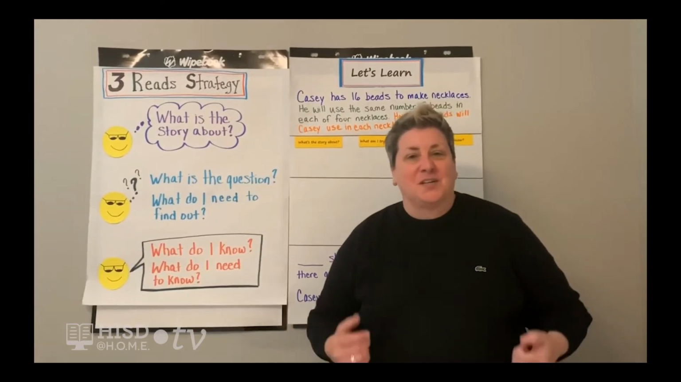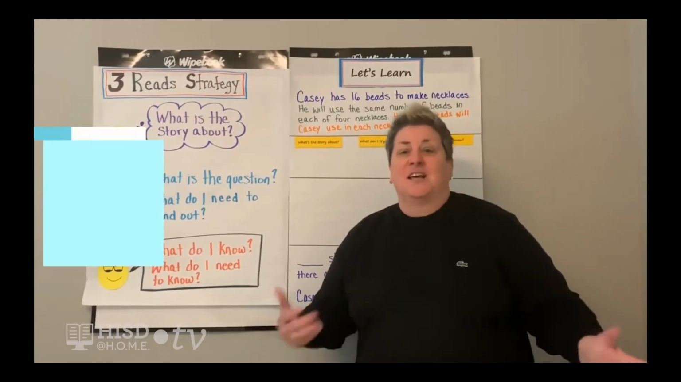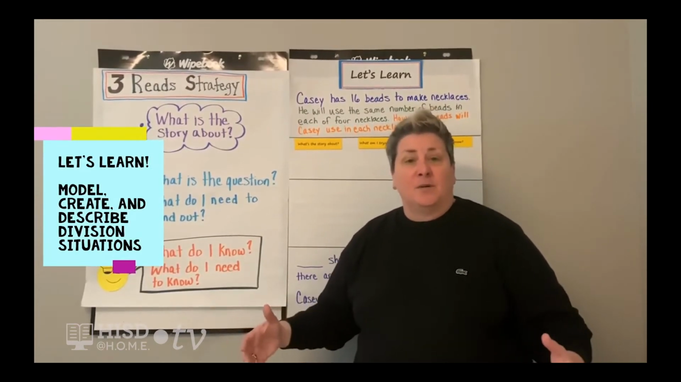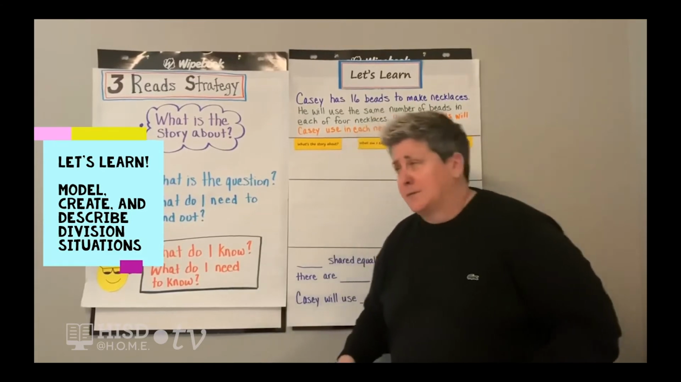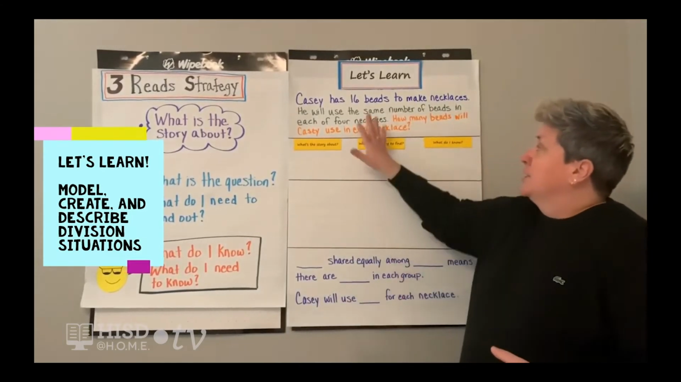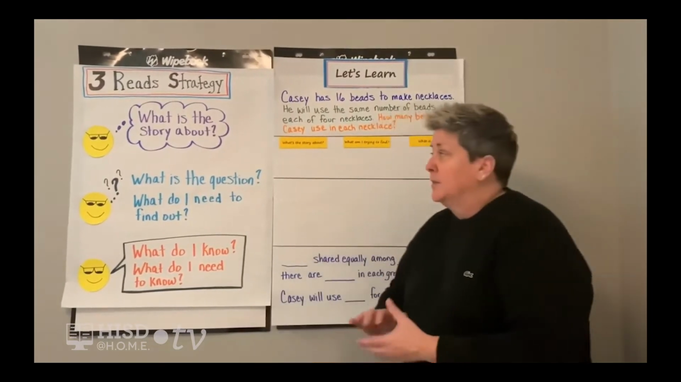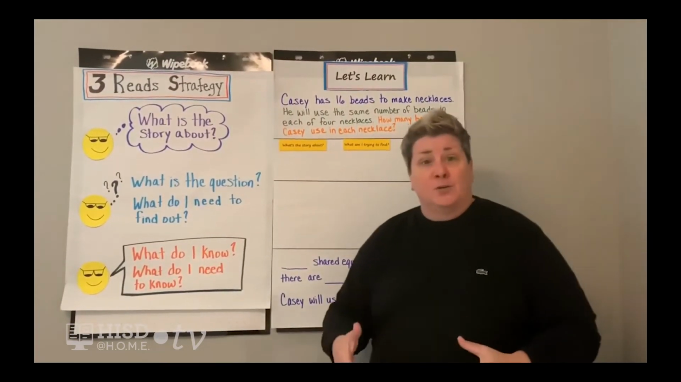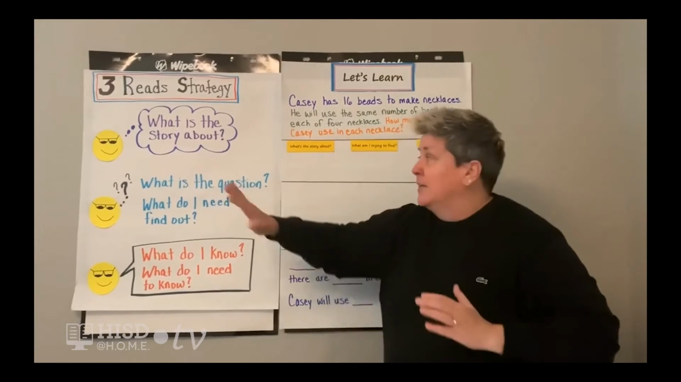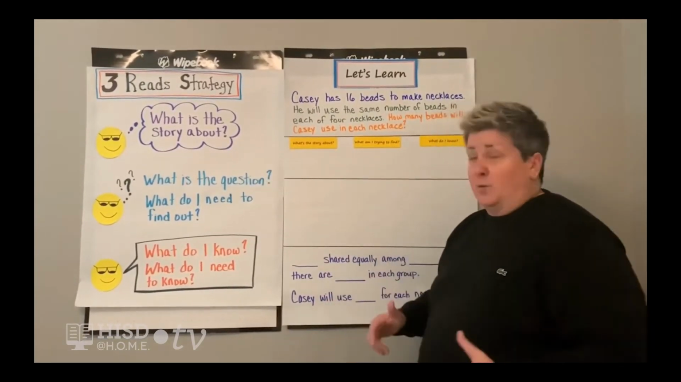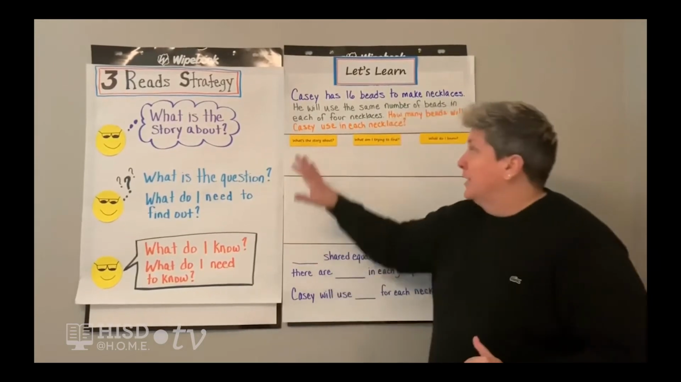Okay, boys and girls, we're going to get into our Let's Learn section. And as we do that, remember, we're going to model, create, and describe contextual division scenarios. So we have our word problem here, and we're going to use our 3 read strategy to help us. So remember, our first read, what I want us to do is start thinking about, what is this story about? So here we go. We're going to go for our first read.